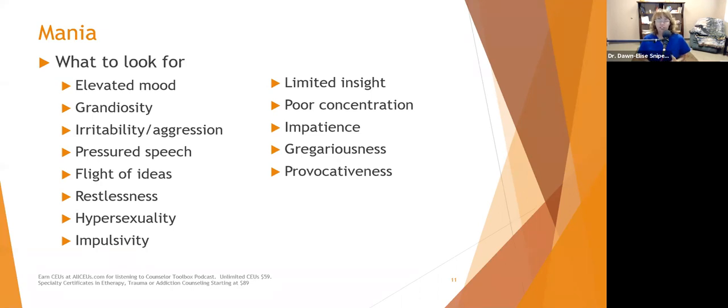Pressured speech, flight of ideas. Now remember, flight of ideas is just all over the place. They're talking about one thing, then they switch topics on you and they start talking about something else, and you're just trying to keep track.